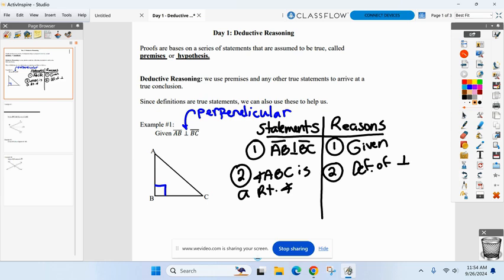I don't think there's anything else other than maybe angle B equals 90, but I don't need to get ridiculous. So is everybody good? That's the only thing I can say. So we're going to recap. We can mark our diagram.